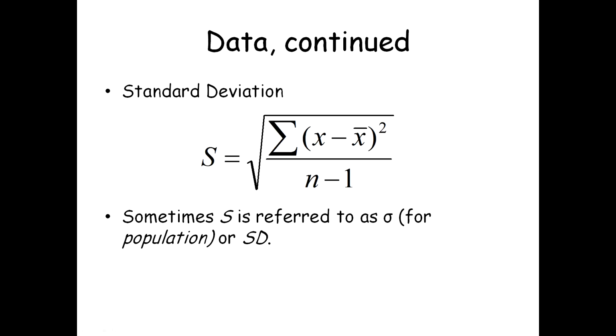The standard deviation is a formula based on the deviation from the mean. Remember, the mean is x bar. So the individual deviations from the mean have to be squared, summed up, and then divided by n minus 1. And then the square root of that entire value is taken. This standard deviation, S, is sometimes referred to as a lowercase Greek letter sigma, or sometimes as SD.